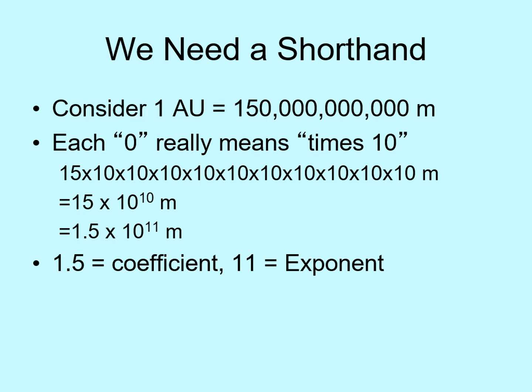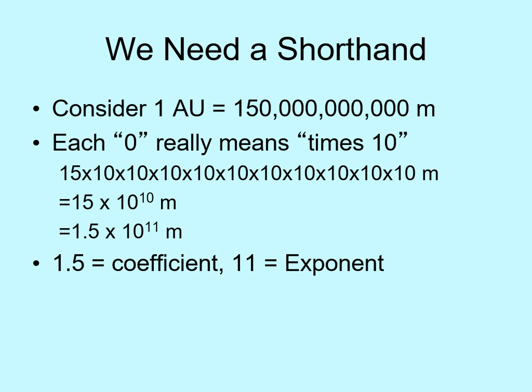Now we can take this same idea and apply it to the sun's mass from the last page, that 2 followed by 30 zeros. Go back and have a look at that number and see if you can write it out in exponential form. When you've got it, just click forward and I'll give you the answer.